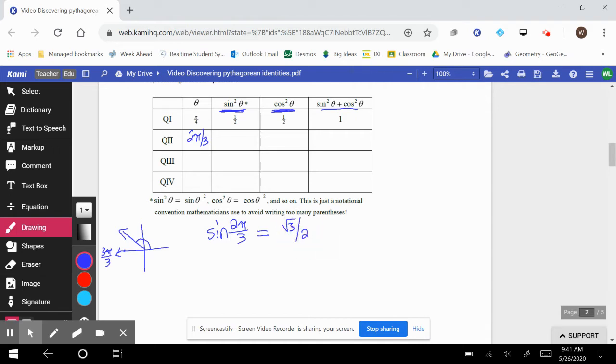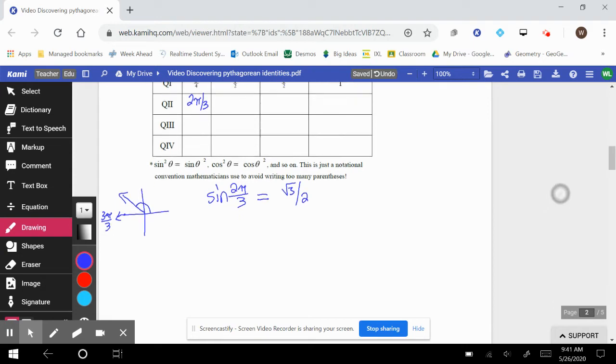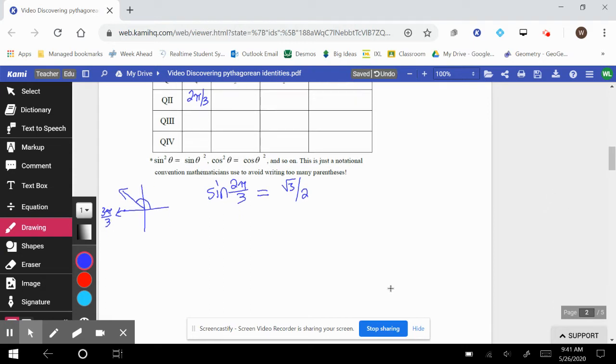Sine is positive in quadrant 2, so that stays as positive. Now, cosine of 2 pi over 3. I know this will be negative because cosine is not positive in quadrant 2, only sine is. All students take calculus. But the reference angle is pi over 3. Cosine, I count the fingers above, so I get 1/2.